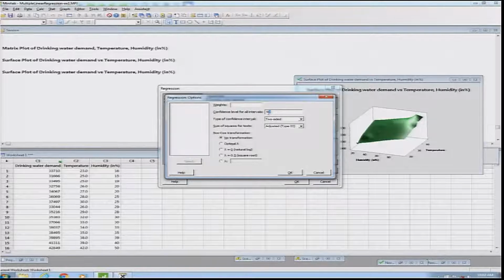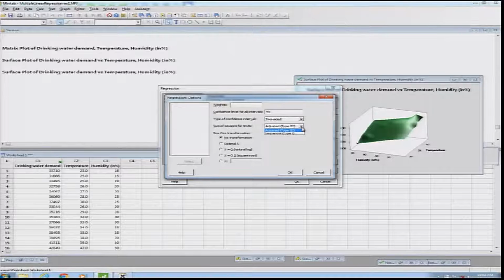I am setting the confidence level for all intervals as 95. That means the level of significance alpha is 5% or 0.05. When I go for a confidence interval, I can have a one-sided interval or a two-sided interval. We decide that in the case of linear regression analysis, we are usually interested in a two-sided confidence interval. So I give this option here.